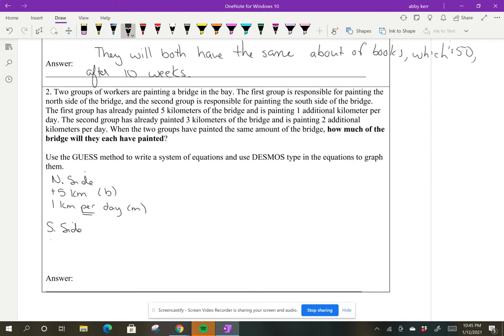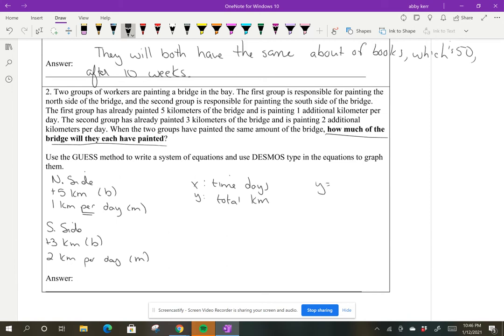The second one, we started with 3 kilometers, but they were able to paint 2 kilometers per day. So our unknown, remember we're talking about time. In this case, they are all talking about days. And then y is a total. So total of what? And you can read the question. It says how much of the bridge will they have painted. So the total, how much, would be how many kilometers.